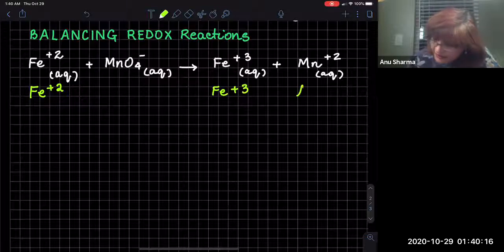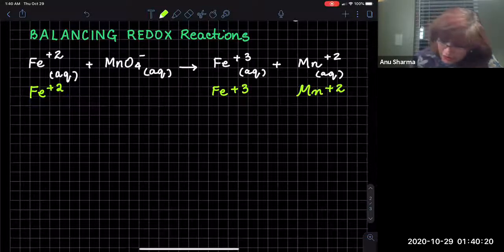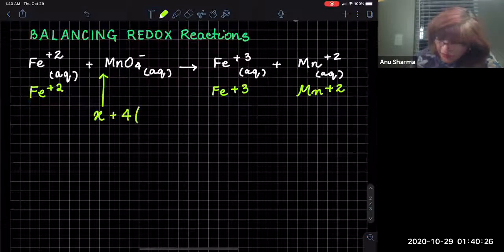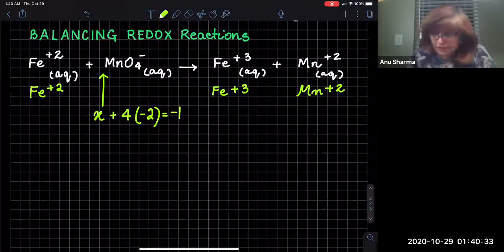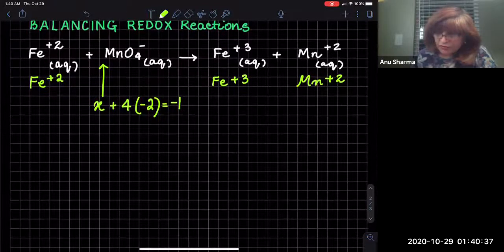Then comes your manganese here. The oxidation number is +2. Let us say we do not know the oxidation number of manganese. In this case, let it be X and we can find it. But oxygen we always know is going to be -2. So when you multiply, because there are 4 oxygens, so -2 times 4 and the whole of it added comes out to be -1. But let's find the value of X.